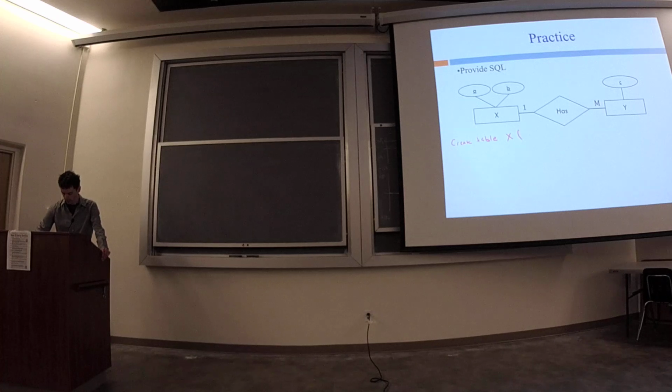X would have A. We don't know the type. A, we don't know the type, not null. B, we don't know the type, not null. Comma. Primary key. And this is not full SQL syntax. I'm just abbreviating for the slide. Primary key is A and B. Or B and A. Okay.